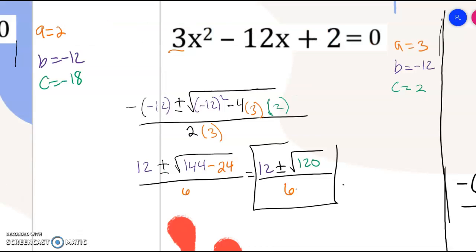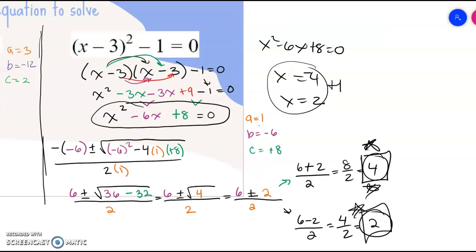Alright, so for the second to last one, this is what you should have gotten. You should have got A is 3, B is negative 12, C is 2. And when you distribute it all out, you got the square root of 120, which is not a perfect square. So you would stop and leave it as is. Now, try the last one.